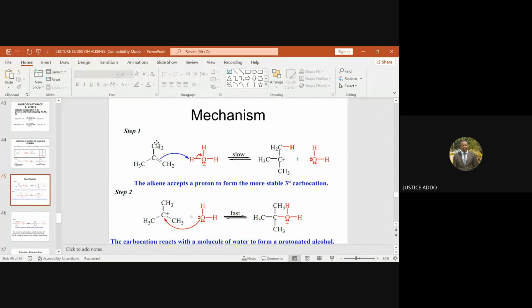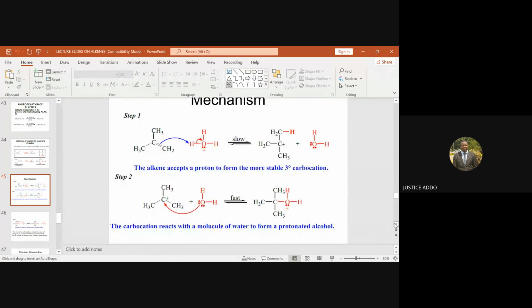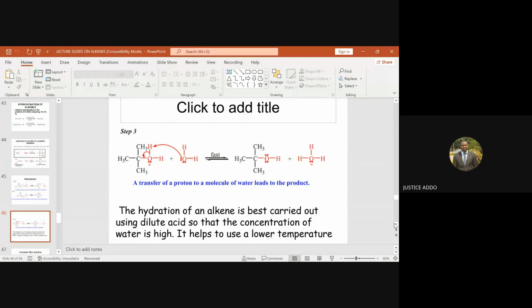So the mechanism of what I've just done. The acid will first react with the alkene. But the acid is an electrophile. The alkene is what? Nucleophile. So that will react and then you form a carbocation. After forming the carbocation, now the carbocation is positively charged. So it is what? An electrophile. Then the water is what? A nucleophile, electron rich. Then the water can come in and you form your alcohol. So that's the mechanism to explain what I've just told you.